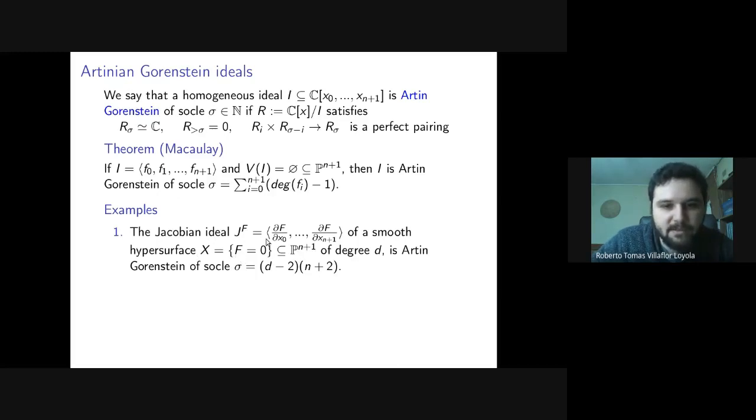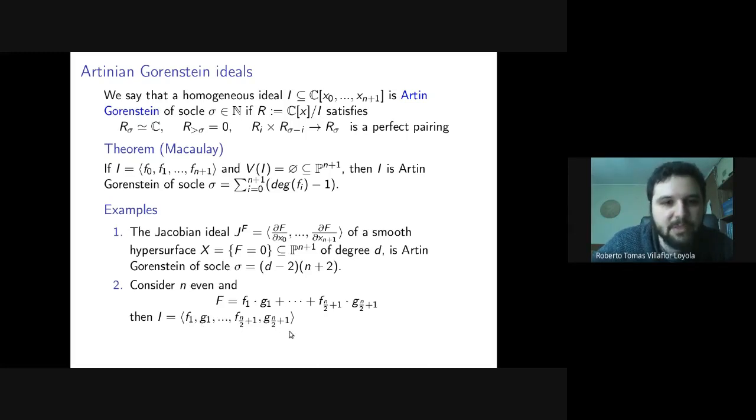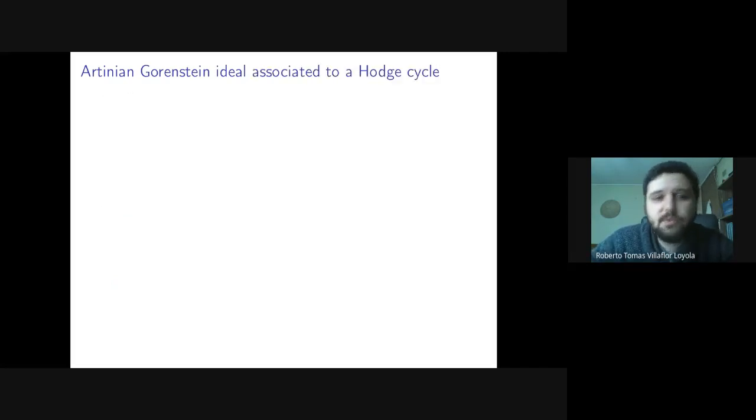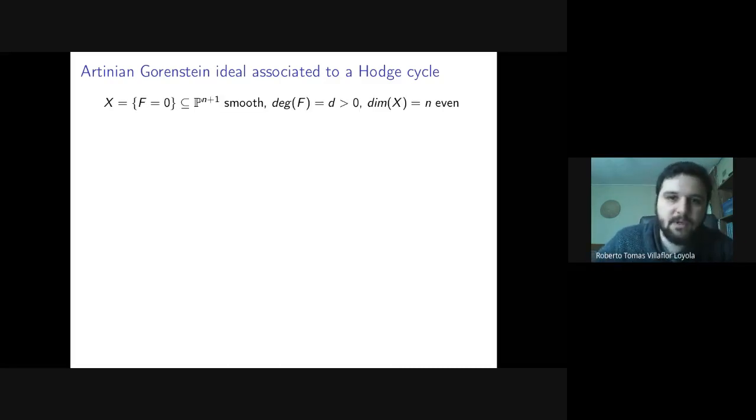So here I am in the same context always. X is a smooth hypersurface of degree d, dimension n even. And another way to produce an ideal which is a complete intersection is to consider now a complete intersection subvariety inside the smooth hypersurface and take the ideal generated by all these equations. This will also be a complete intersection by Macaulay's theorem. It will be Artin-Gorenstein, and it will have tuple this number, which is the middle of the previous tuple of the Jacobian ideal. Okay, so this is a way to produce Artin-Gorenstein ideals. And now what I want to do is to associate an Artin-Gorenstein ideal to every Hodge cycle. Okay, so this will be the key to obtain equations from a Hodge cycle or a homology class. So again, this is our context.